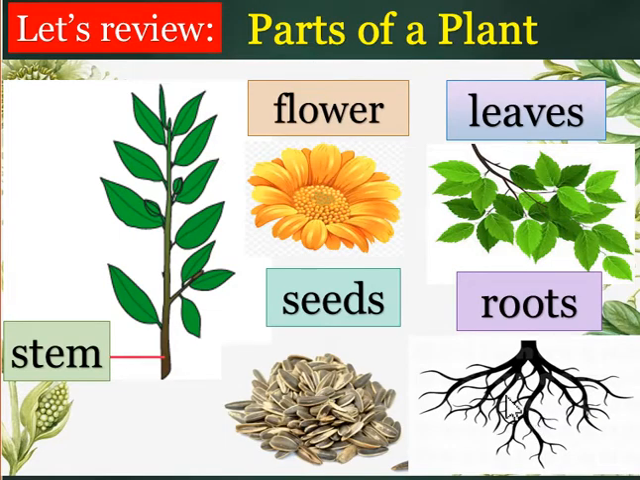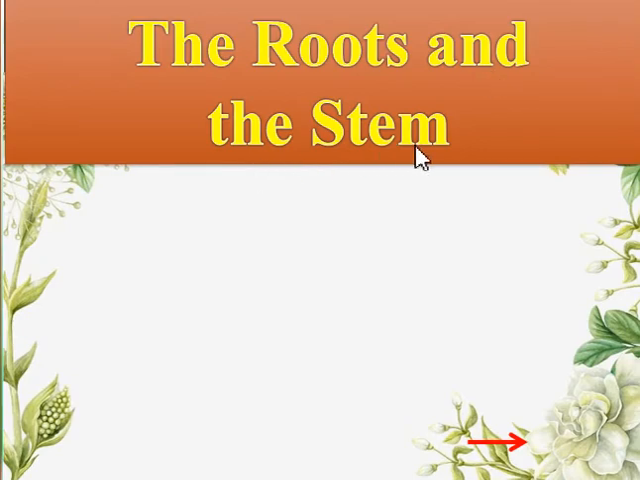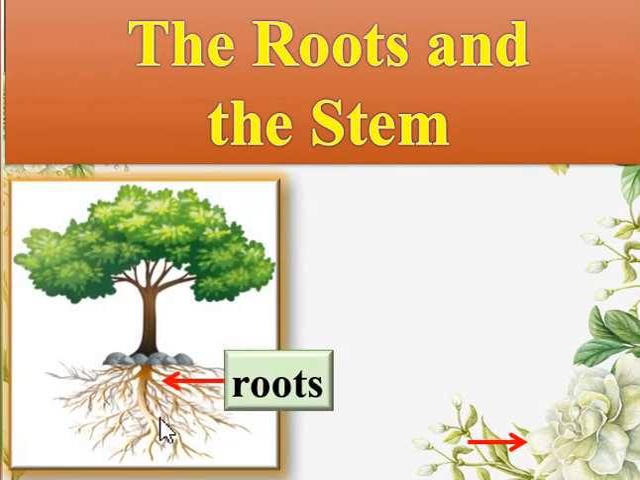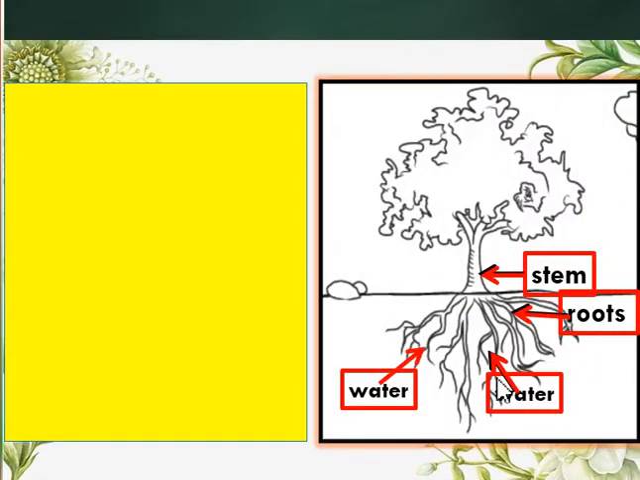Okay, let's proceed to our topic: the roots and the stem. This is the roots, and this is the stem. This is called the stem of the plant, and the stem of the tree is called the trunk. Again, trunk. Very good. Okay, look at this picture.